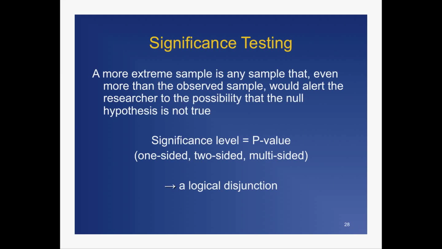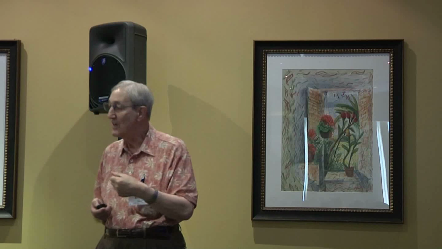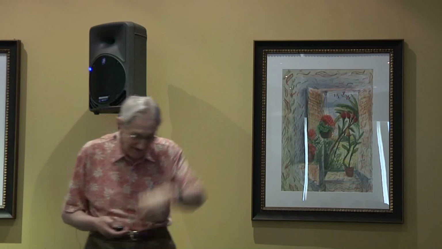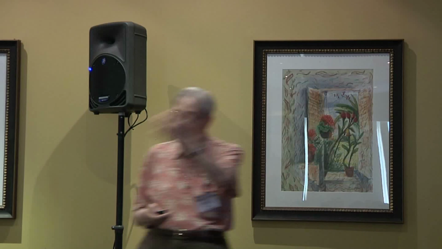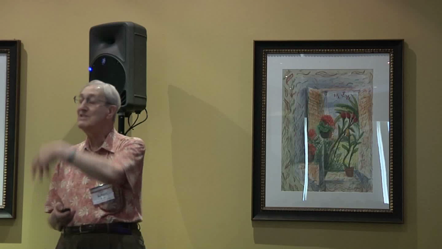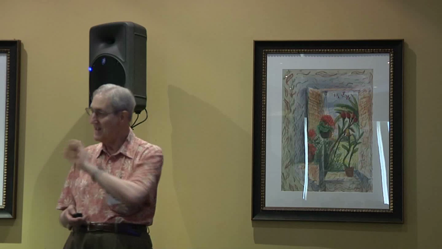So, this is Fisher's own words, though I can't find them again. I keep trying to find, I know I read this in a paper of Fisher. A more extreme sample is any sample that, even more than the observed sample, would alert the researcher to the possibility that the null hypothesis is not true. Okay. So you get a p-value, it's one-sided, two-sided, possibly multi-sided, that's terrible, and you get a logical disjunction. Very simple. Either the null hypothesis is not true, or you observed a rare event, the rarity of which is reflected in the p-value. That's the end.